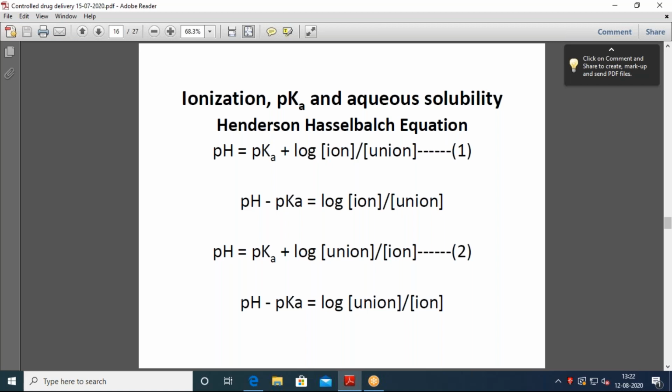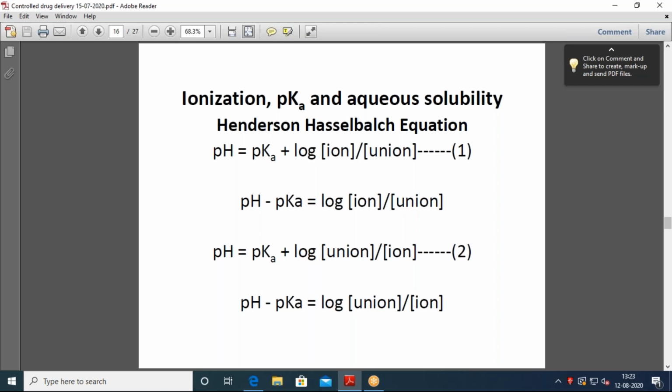So in the stomach most of the acidic drugs remain unionized, and that's the reason we always say acidic drugs are absorbed from the stomach. Most of the acidic drugs generally are absorbed from the stomach or the upper part of the intestine, whereas the basic drugs are absorbed from the lower part of the intestine.